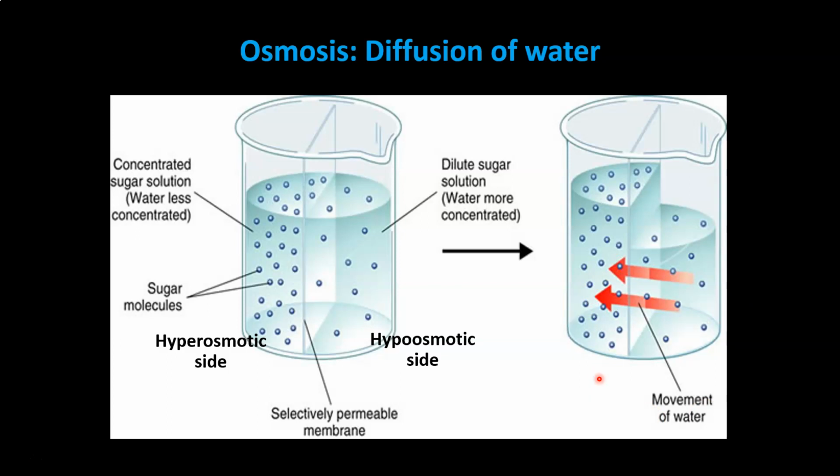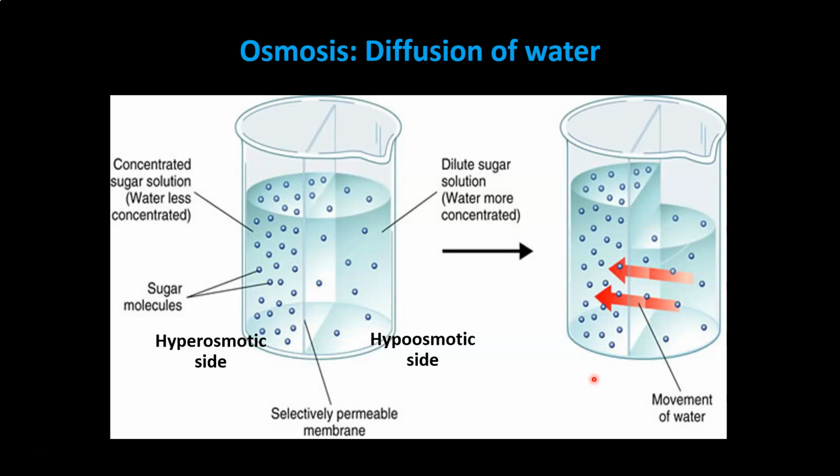In other words, water will move from low solute concentration, or from a low sugar environment, to a high sugar concentration environment. That kind of movement of water along the concentration gradient, from low solute concentration to high solute concentration, is osmosis, right? So why are sugar molecules not moving? Because the membrane does not allow sugar molecules to move.